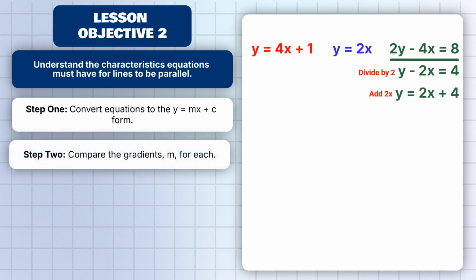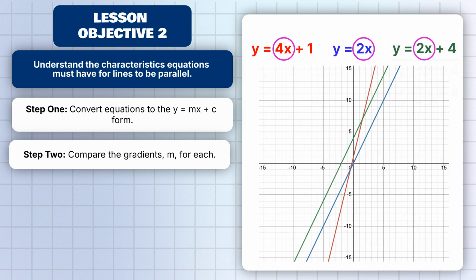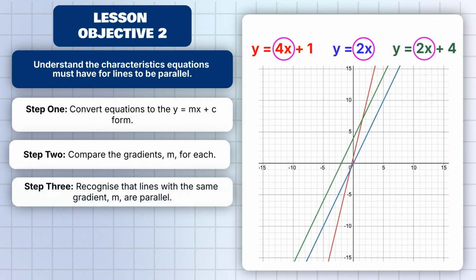Now we have the equations in the form of y equals mx plus c, so let's look at their gradients. For our first equation, m equals 4. In our second equation, the gradient m is 2. For our third equation, the gradient is also 2. From these gradients, we can see that the equations y equals 2x and y equals 2x plus 4 have the same gradient, where m equals 2, indicating that these two lines are parallel.